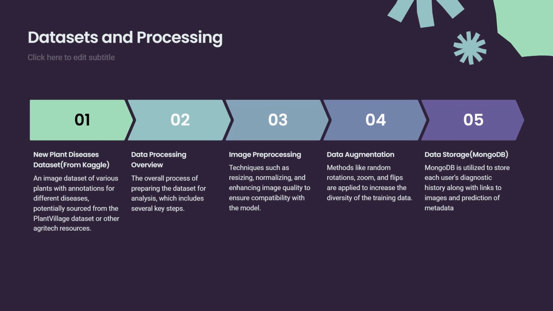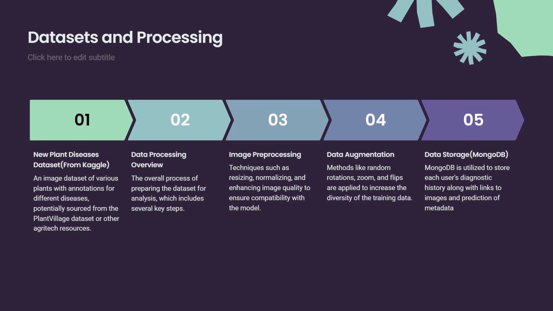The first step would be obtaining the datasets from Kaggle, an image dataset of various plants and annotations for different plant diseases, potentially sourced from the Kaggle datasets or other agri-tech resources. The second step would be the data processing overview, which includes the overall process of preparing the dataset for analysis, which includes several key steps. And the third step would be the image pre-processing, which includes techniques such as resizing, normalizing, and enhancing the quality to ensure image compatibility with the model.